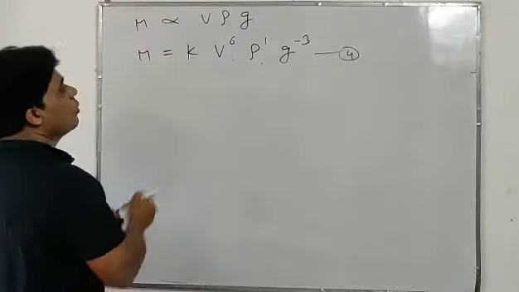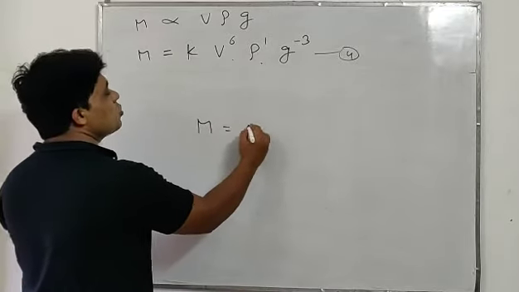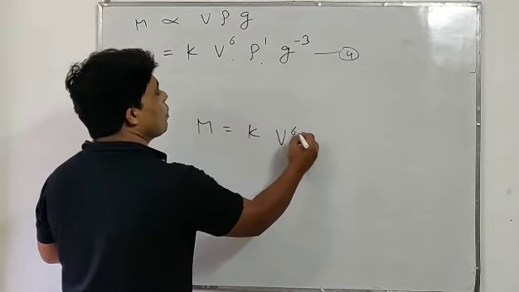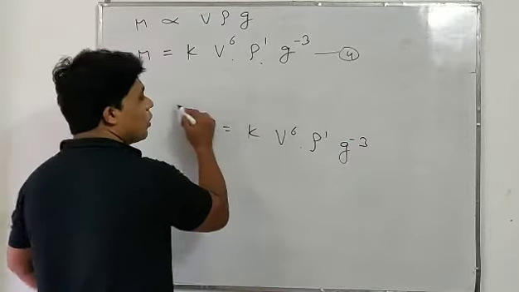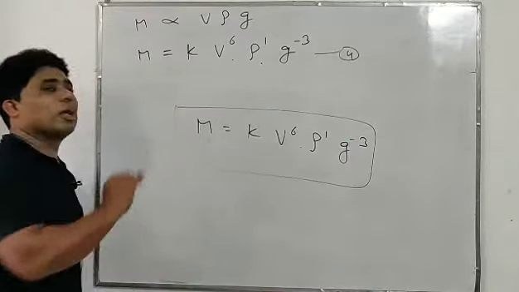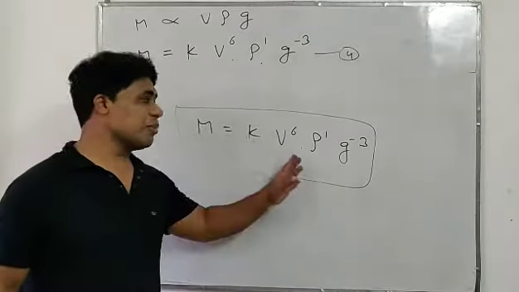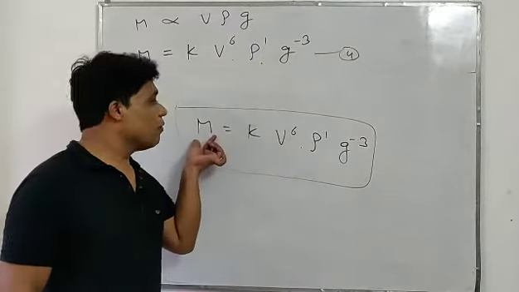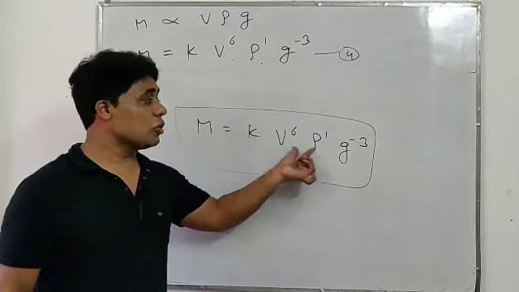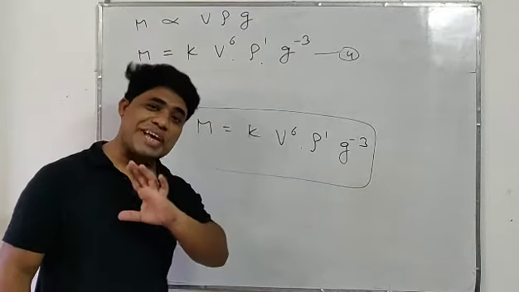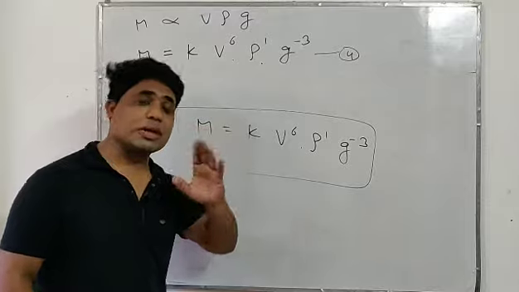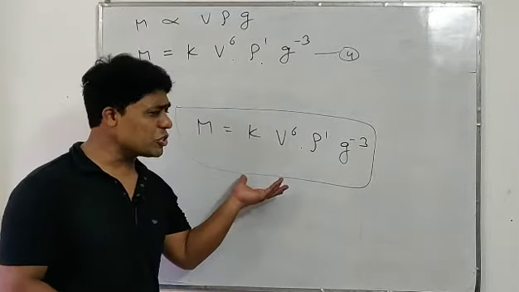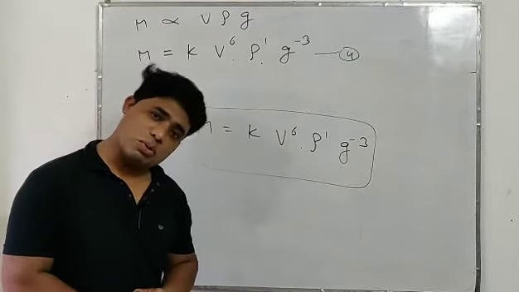Look students, so m equals k v power 6 rho power 1 g power minus 3. This will be the required relation. This is the relation among physical quantities, where m is the mass, v is velocity, rho is density, and g is the acceleration. This is the third application of dimensions. We found the relation between physical quantities.